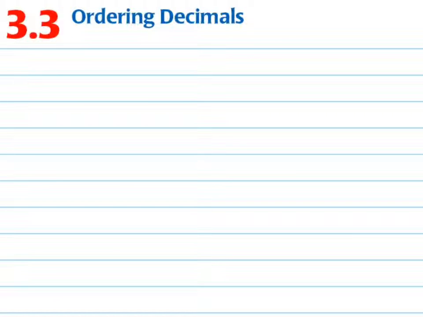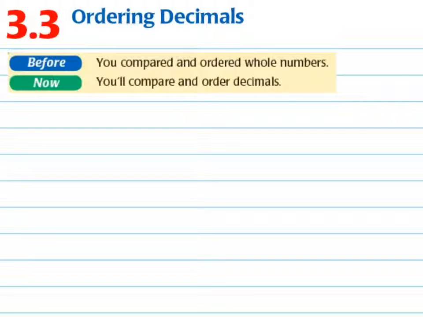Welcome. Today we're going to be talking about ordering decimals. This is 3.3 and we're going to start off with our objective. The objective for the day is... before we jump into that, let's talk about what we've learned before. Before, you compared and ordered whole numbers. Now you'll compare and order decimals. So our main difference today is we're going to be comparing decimals instead of whole numbers.